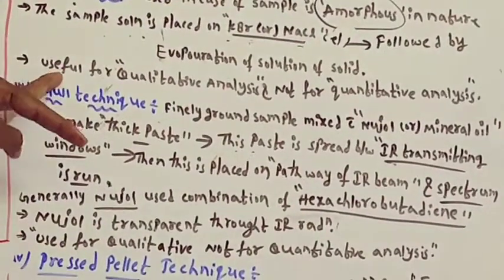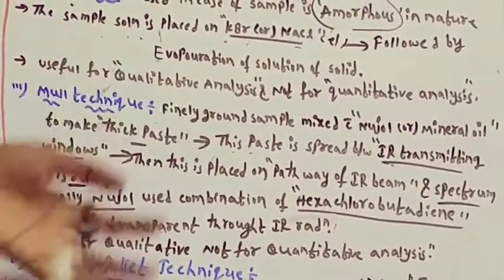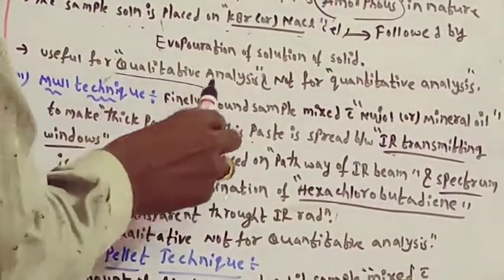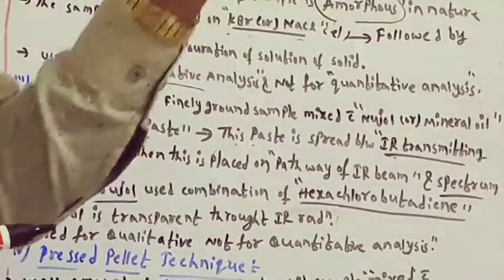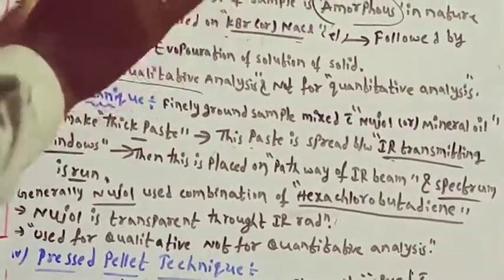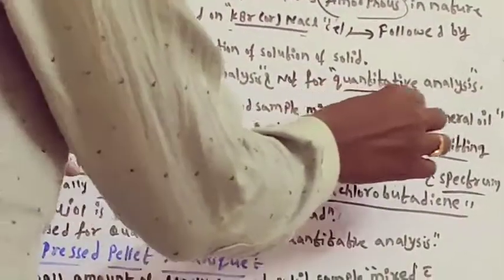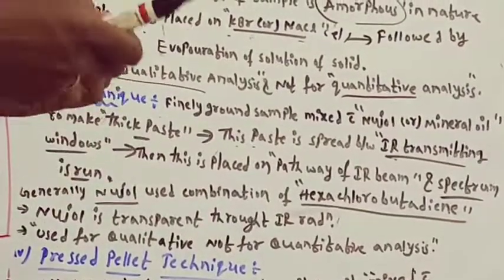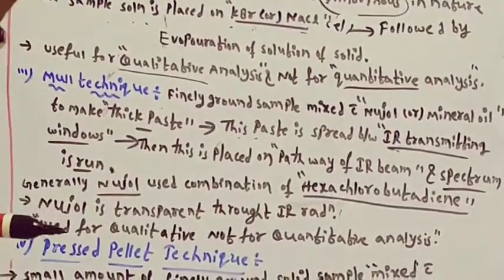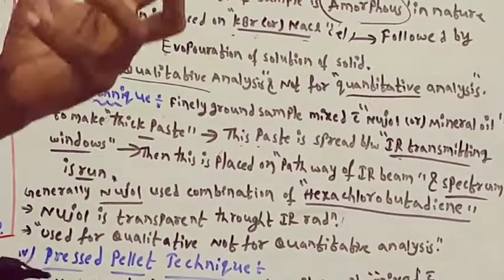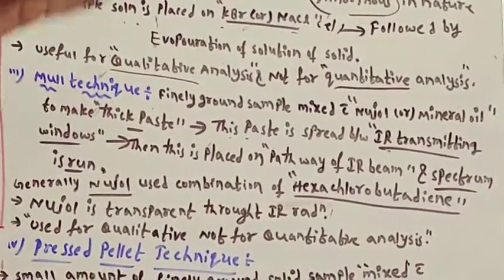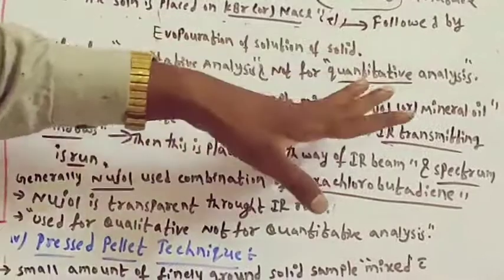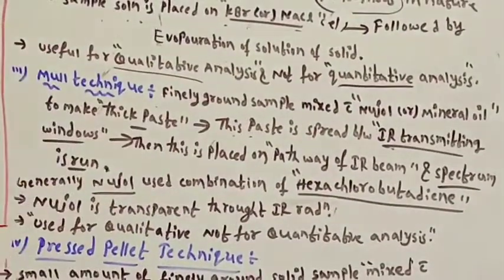Okay, this method is useful for qualitative analysis, nothing but identification of the functional groups present in that molecule. Qualitative analysis only, not for quantitative. By this method we cannot analyze the quantity of each group or the quantity of each sample present in the solution. We cannot use it for quantitative analysis, only for qualitative analysis.